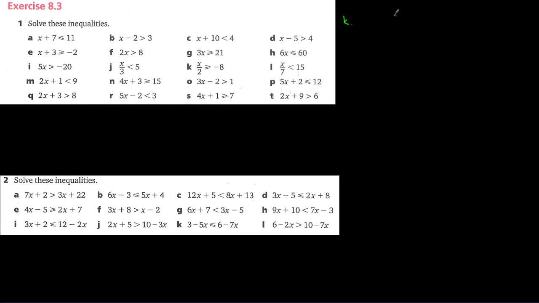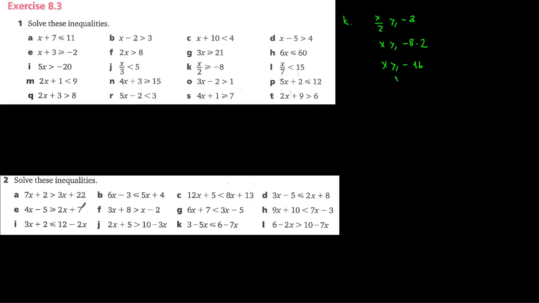The k1 says x over 2 is greater or equal to minus 8. So x is greater or equal to minus 8 times 2, and I'm not going to change the sign. X is greater or equal to minus 16, and I'm not going to change the sign again. I'm repeating here because I'm multiplying the side by 2, which is a positive number. If I divide by a negative number, then I need to change the sign.